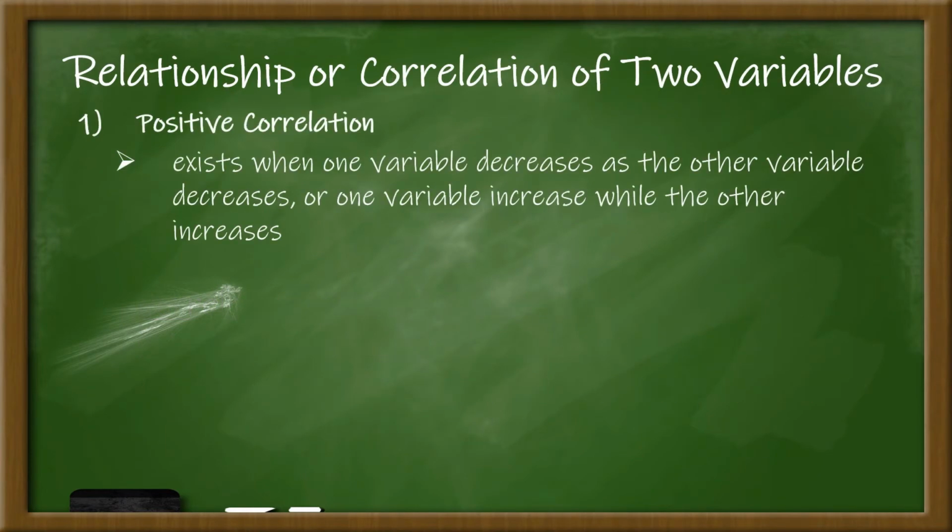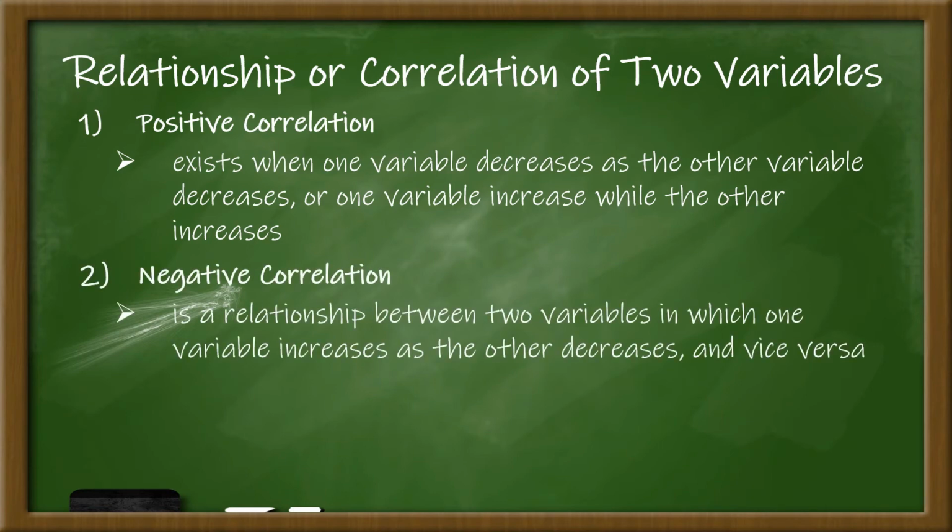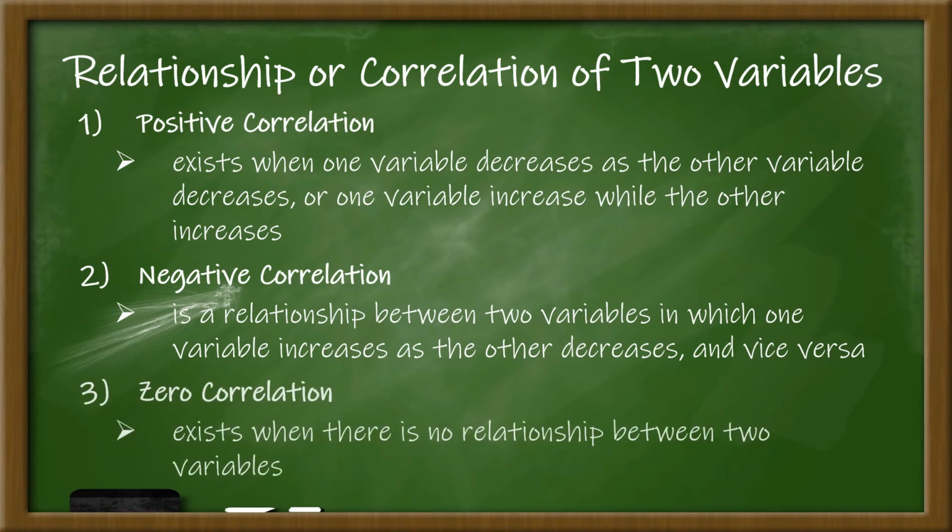The relationship or correlation of 2 variables may be described in terms of direction and strength. First is positive correlation. Positive correlation exists when one variable decreases as the other variable decreases, or one variable increases while the other increases. Second is negative correlation. Negative correlation is a relationship between 2 variables in which one variable increases as the other decreases and vice versa. And third is zero correlation. Zero correlation exists when there is no relationship between 2 variables.